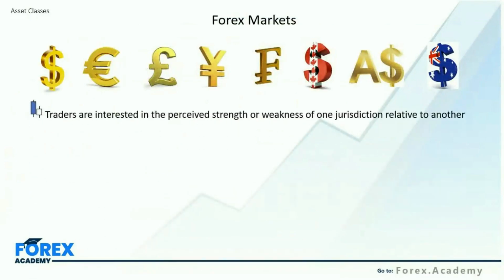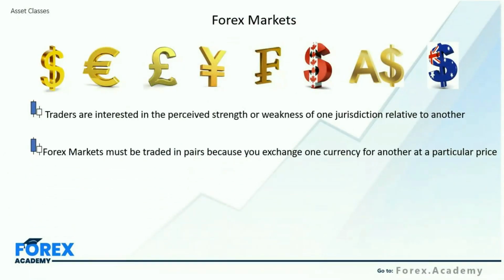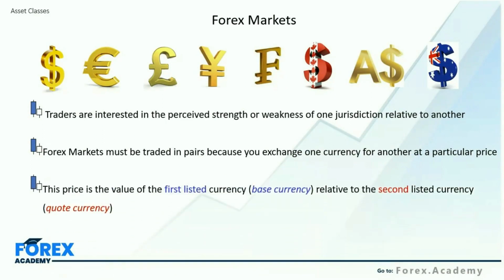Okay, so just a couple of points to be aware of. Traders are interested in the perceived strength or weakness of one jurisdiction relative to the other. Foreign exchange markets must be traded in pairs because you exchange, as I've alluded to earlier, one currency for another at a particular price. And it's this price which is of huge interest to not just people who exchange currency to go on holiday and want to get as much money as they can in exchange for whatever currency they happen to hold, but also traders are acutely aware of the price of various different currencies.